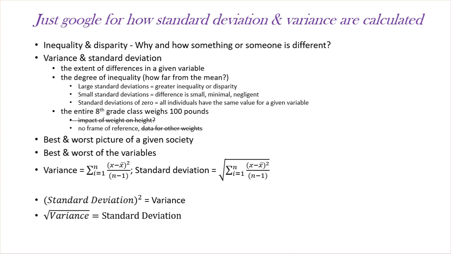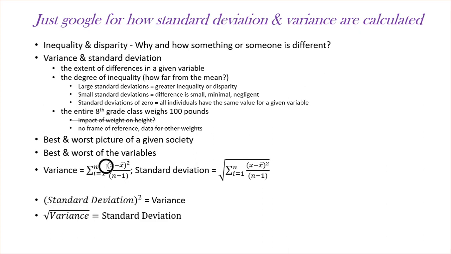And when standard deviation is 0, we cannot assess the impact of weight on height in any regression analysis because there's no frame of reference and there's no data for other weights. Everybody is 100 pounds. So as you can see, standard deviation and variance portray the best and the worst picture of a given society. Or, to be more specific, they portray the best and the worst of a given variable.